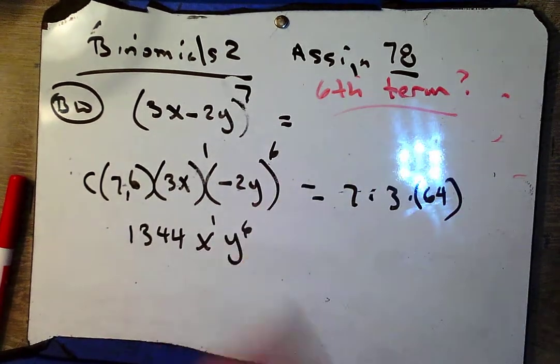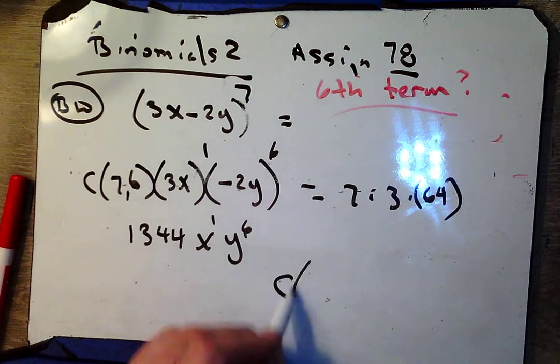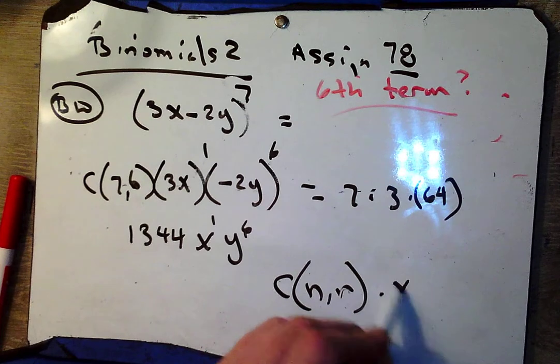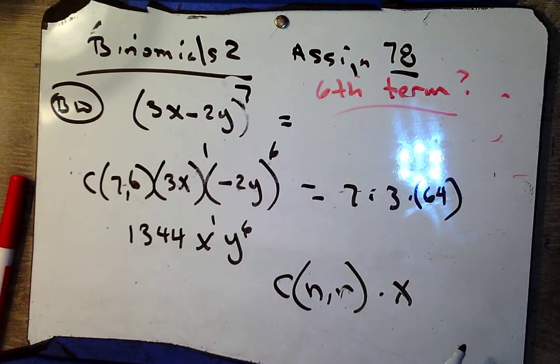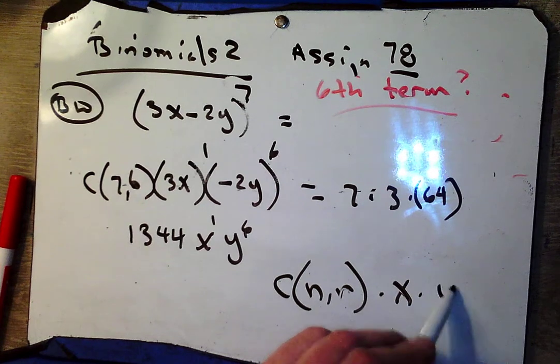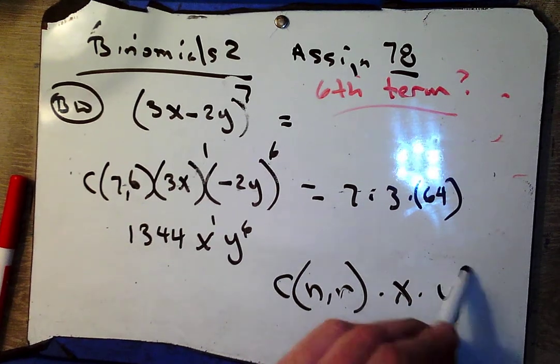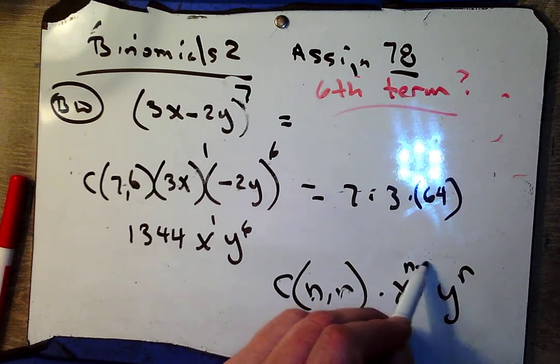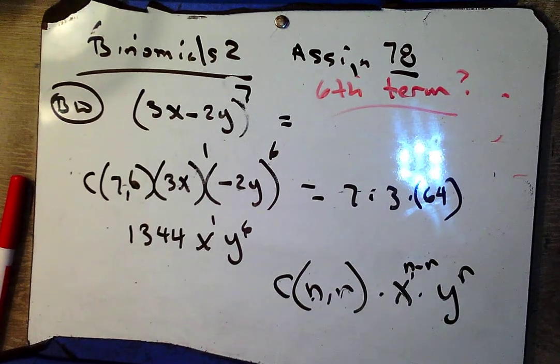Sixth term. Okay? And so if you're going to generalize a rule here, you might say, n choose r times x to the, hold on a second, I always have to do that later, y to the r, and this one was n minus r. There we go. And so that's our little rule.